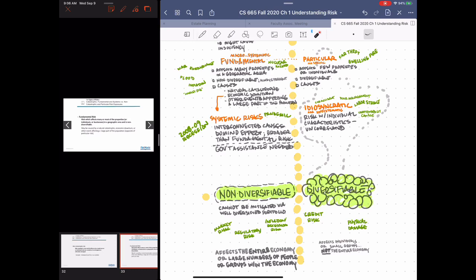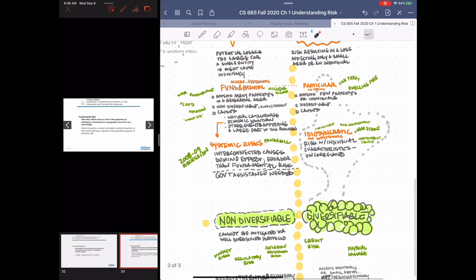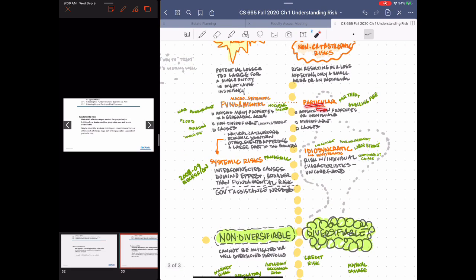I mean, you can try to have enough cash on hand to be able to weather the storm, but you can't get rid of that risk. Versus diversifiable risks, which are particular, specific, affects few properties or individuals, things like car theft, dwelling fires. What we're talking about here are smaller exposures to loss, a car accident, poor management at one specific company, a labor strike. It could even be an industry, but again, this is something that you can diversify away.